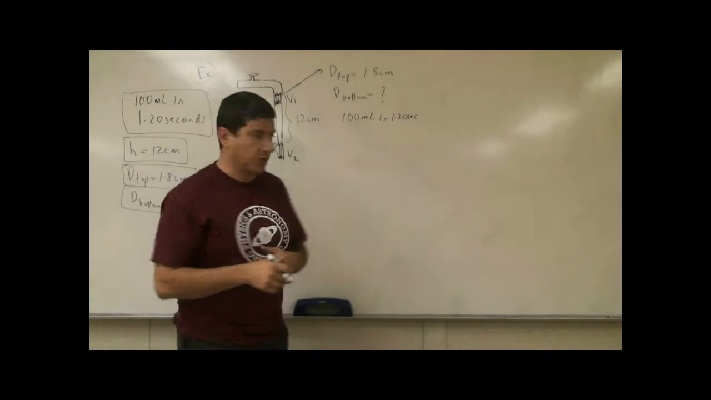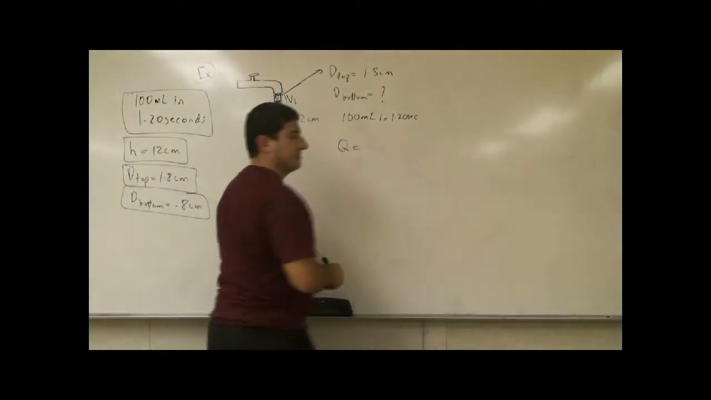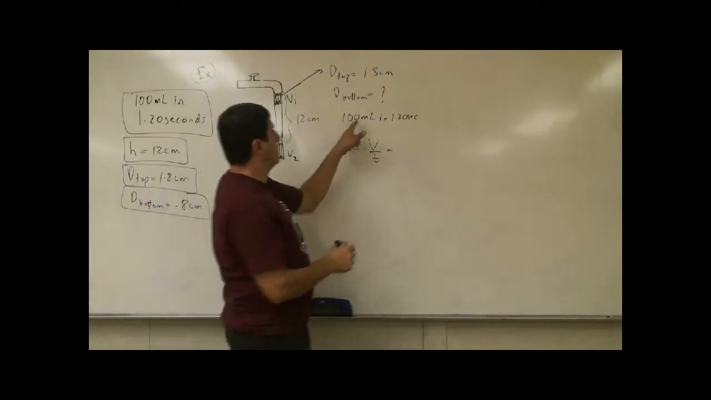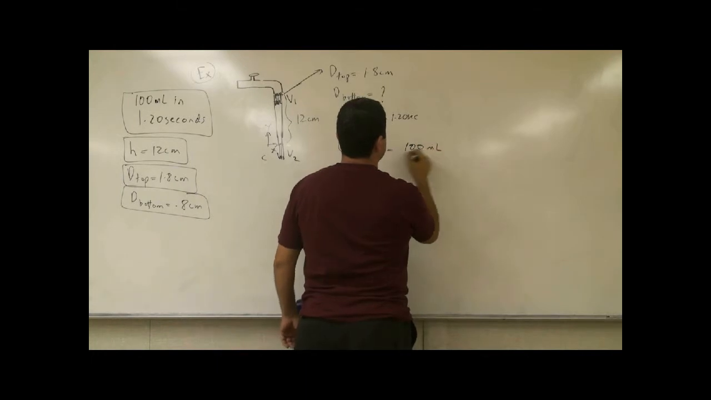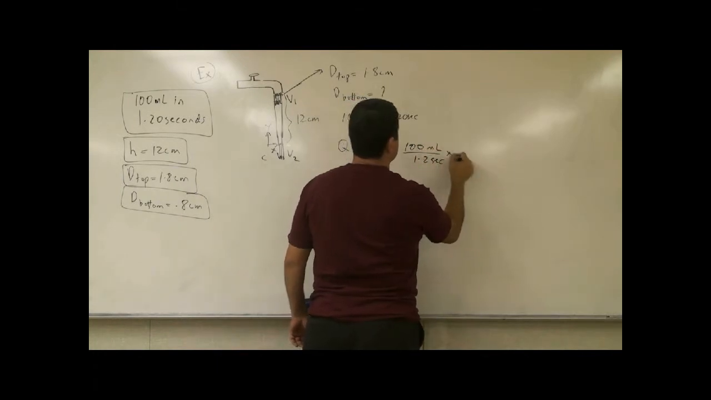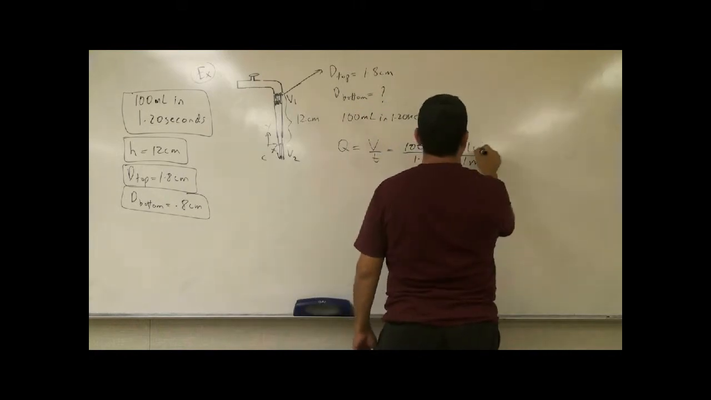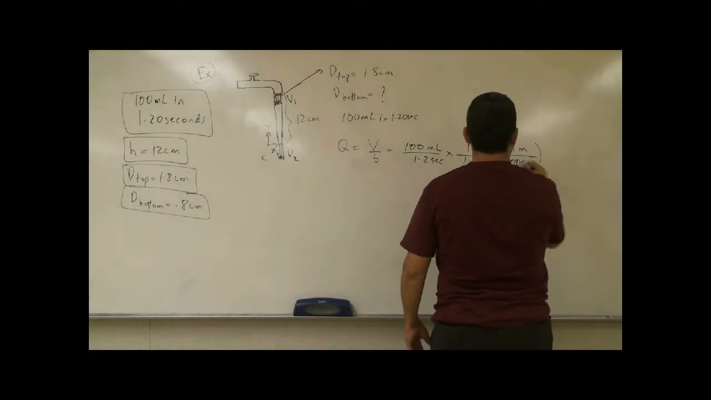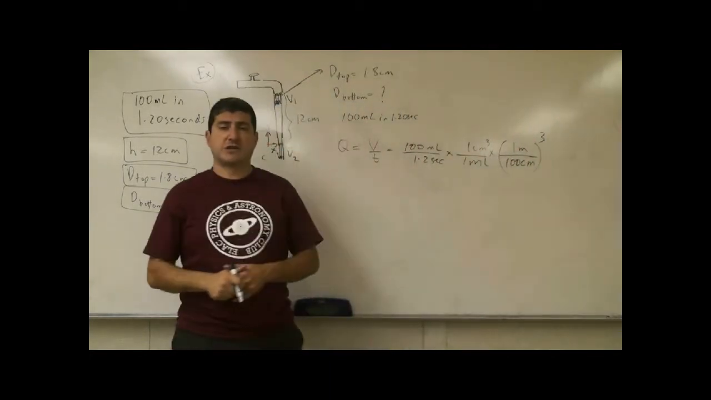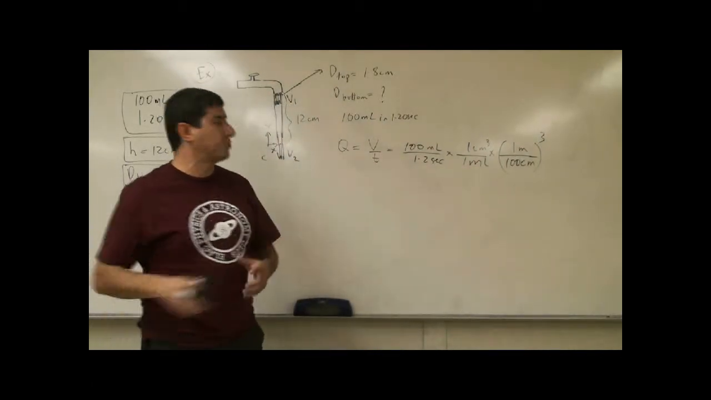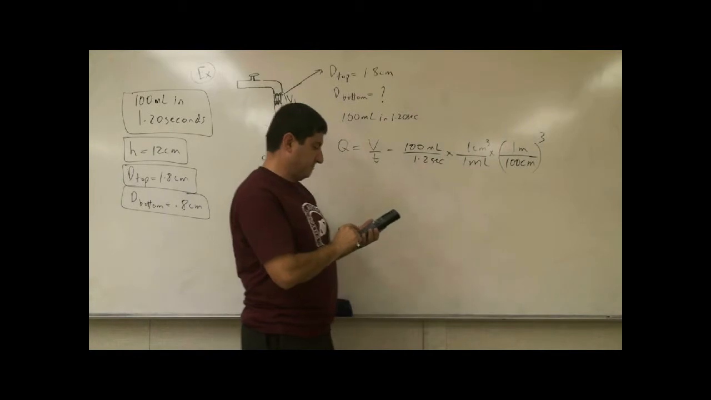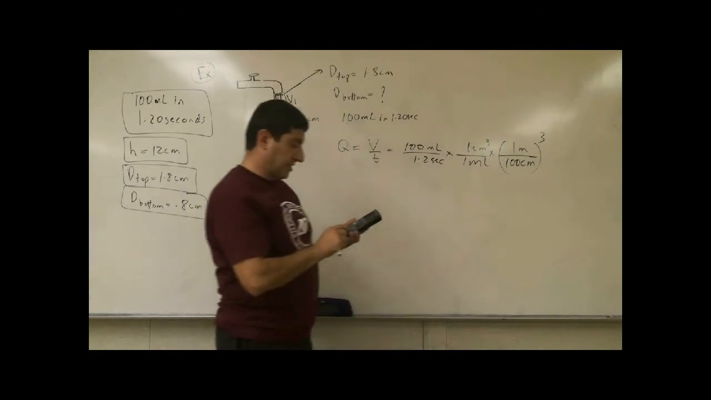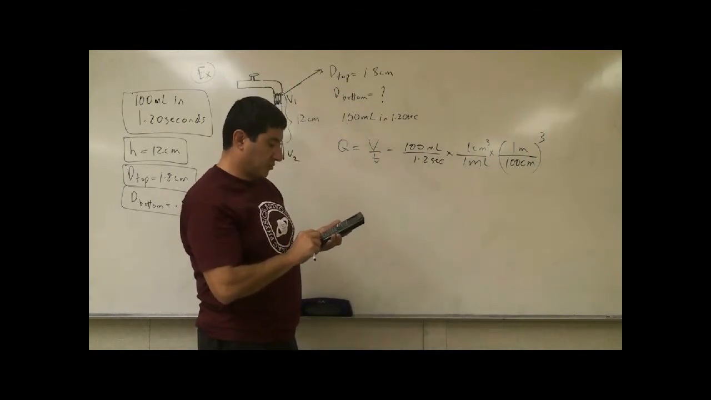Here's what we're going to do. We're going to use Q, the volume flow rate, which is volume divided by time. So let's first calculate that: 100 milliliters in 1.2 seconds. Then we convert: 1 milliliter is 1 cubic centimeter, and 100 centimeters is 1 meter, then we cube this. This will convert the volume flow rate to units of meter cubed per second. So we're going to have 100 divided by 1.2, that's the time, divided by 100 to the power 3.